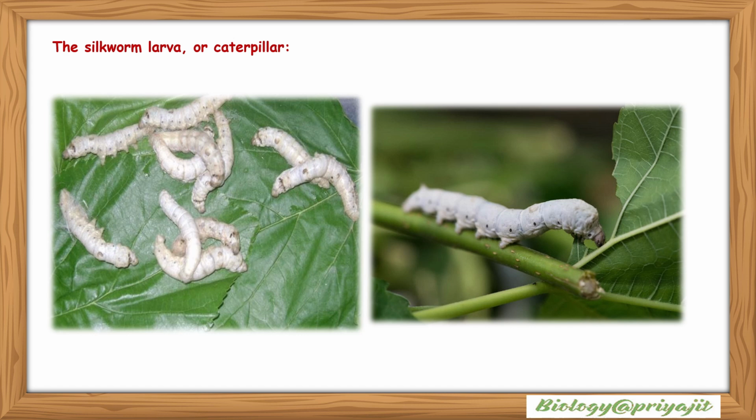The head features strong mandibles used for feeding on mulberry leaves, while the thorax bears three pairs of true legs, and the abdomen possesses several pairs of prolegs for movement. Prominent silk glands run along the larval body and secrete silk through a spinneret located at the mouth. Throughout this stage, the larva feeds voraciously on mulberry leaves, storing energy for the upcoming pupation phase.